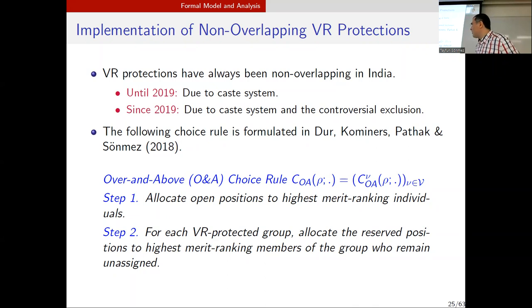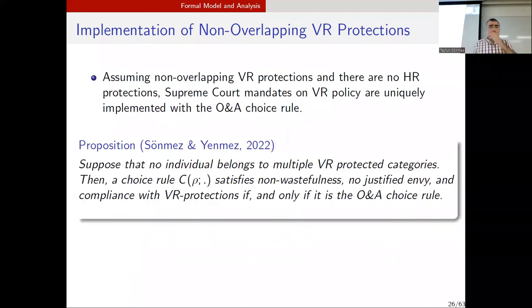But otherwise, what is the over-and-above choice rule? Well, in step one, you allocate open positions to the highest merit ranking individuals, and in step two, for each VR protected group, you allocate the reserve positions to the highest merit ranking members of the group who remain unassigned. Now, assuming non-overlapping VR protections, so let's maintain the assumption in India, and let's ignore horizontal reservations, Supreme Court mandates on VR policy are uniquely implemented with the over-and-above choice rule.